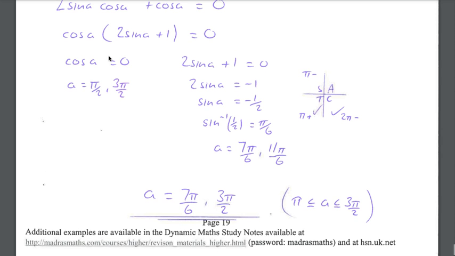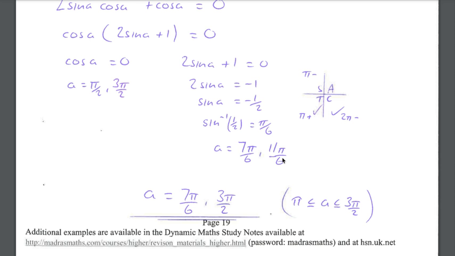Okay, so we have 4 solutions, but the question says a is greater than or equal to pi and less than or equal to 3 pi by 2. So thinking in degrees, a has to be greater than or equal to 180 and less than or equal to 270. So there's only 2 solutions there which satisfy that.